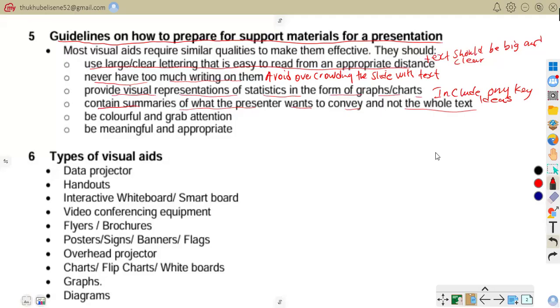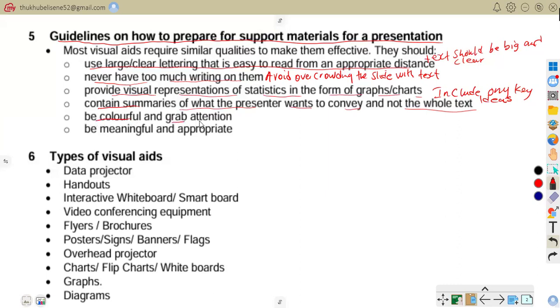For example, let's say the slide says advantages. Then under advantages, you just write higher profits, increased sales. So the presenter will explain in detail about the increased sales and higher profits. That's why we're saying include only key ideas.